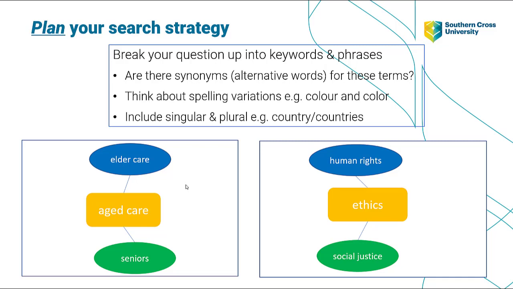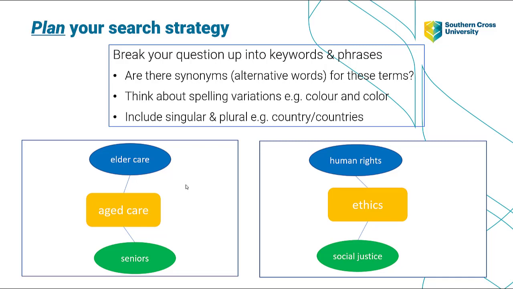There are a few ways to identify synonyms or alternative words. Of course, you can use your own subject knowledge from your class notes or from your textbook. You can use a reference tool like a dictionary or an encyclopedia. You might even want to do just a basic search in the library catalogue or in Google Scholar to see what kinds of keywords or alternative words other people are using for that topic.